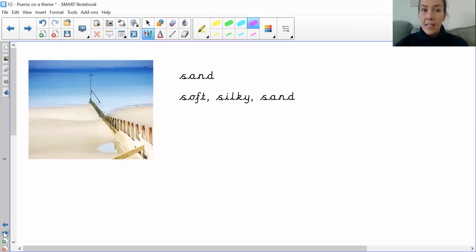Okay, your task for today. I'm going to give you a few pictures, and what I would like you to try to do is think of alliteration to describe what you can see in the picture. So for example, this one, we've obviously got the sand, and the alliteration that I've thought of is the soft silky sand. However, I don't want you to just stop there.